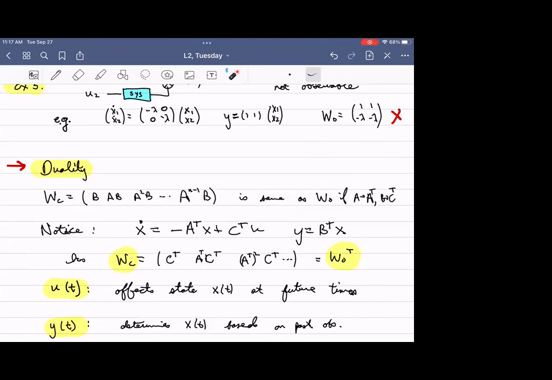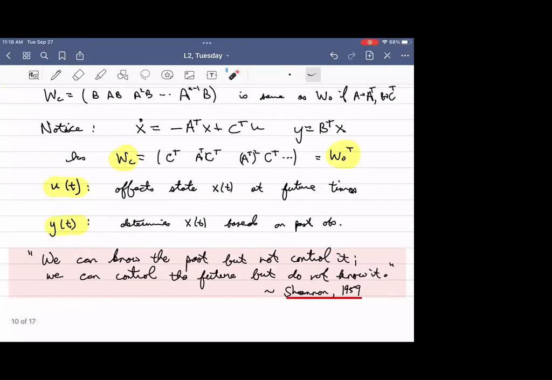So U of t is affecting the state x of t from now into the future. Y of t is influencing our estimate of the reconstruction of x of t from the past up to now. The whole story was summarized by Shannon, the same information theory Shannon, in 1959. We can know the past but not control it, and we can control the future but not know it. There's a real duality here, and as we go along we'll see even more formally that formulas that apply to control also pop up for observing, and they're essentially the same problem.